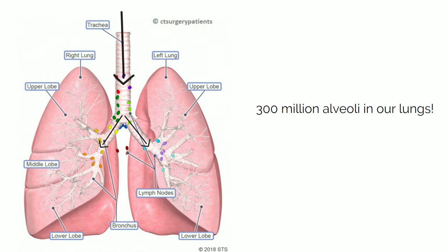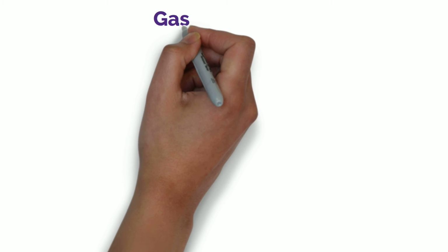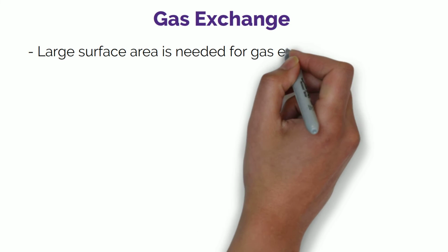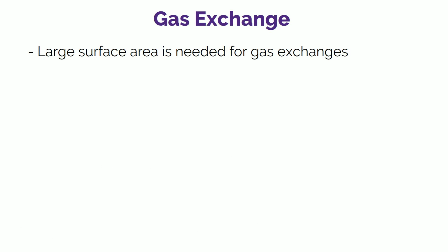I bet you're wondering how on earth we've got space for all that in our chest. But we do, and that is because each alveolus is extremely small, around 250 micrometers in diameter. That is 0.25 millimeters, so they really are very small. The reason for this is because in order for gas to be exchanged, we require a large surface area. The more of these alveoli we have, the more surface there is in our lungs for this exchange to occur.